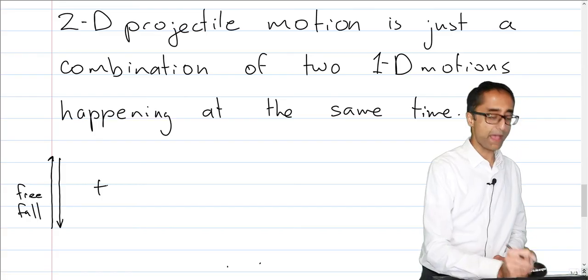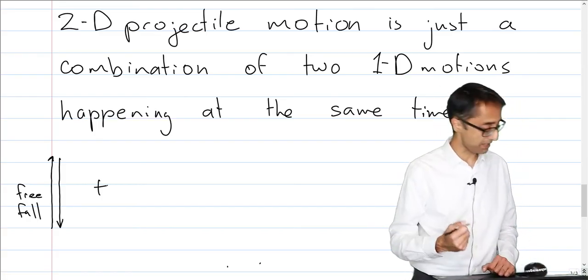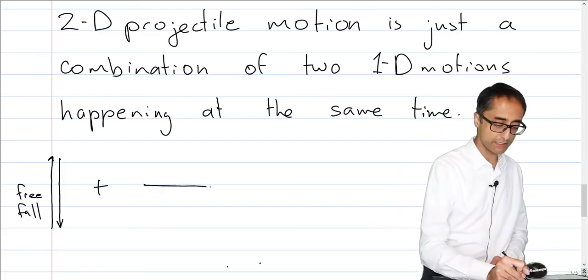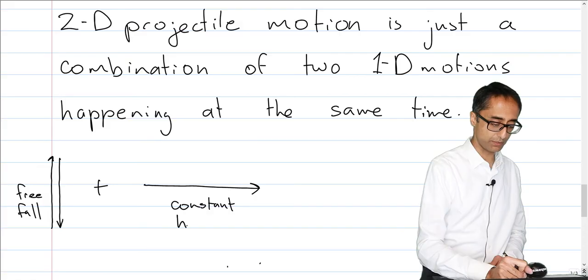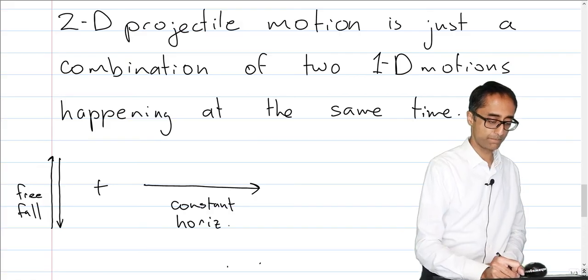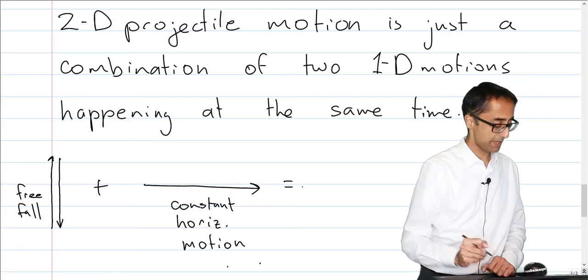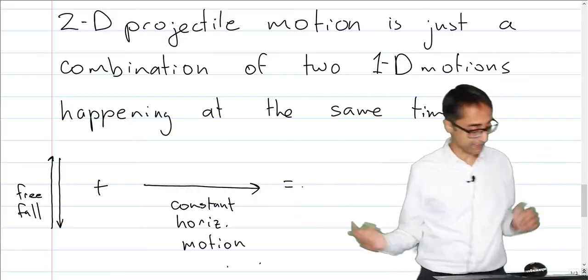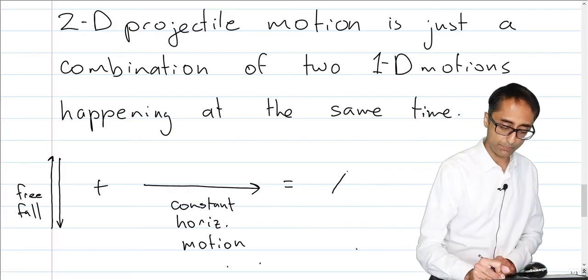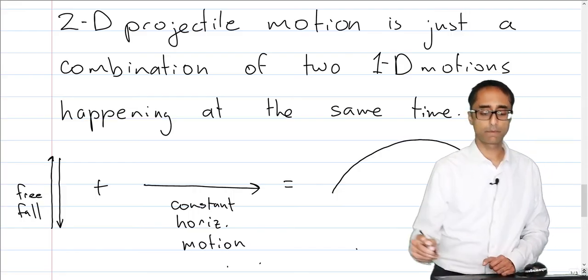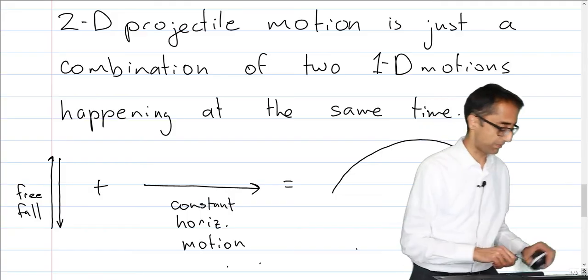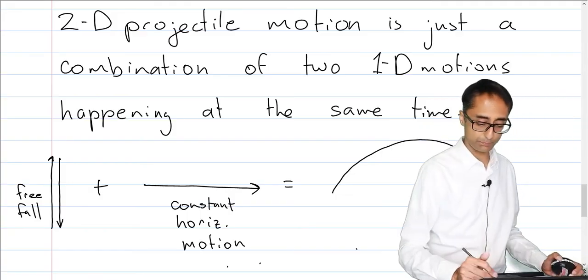And I'm going to add that free fall at the same time. I'm going to have constant horizontal motion, no acceleration. Just motion in the horizontal, happening at the same time. And when I put those two together, what do I get? A perfect parabola. Pretty good parabola. And that is projectile motion.